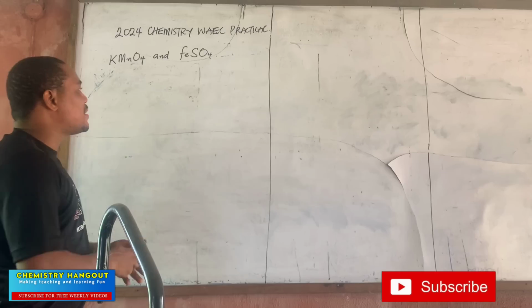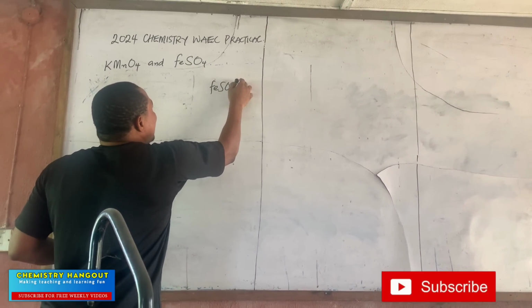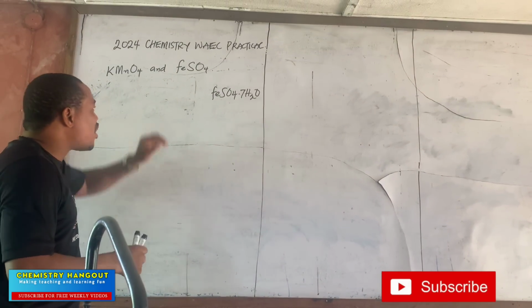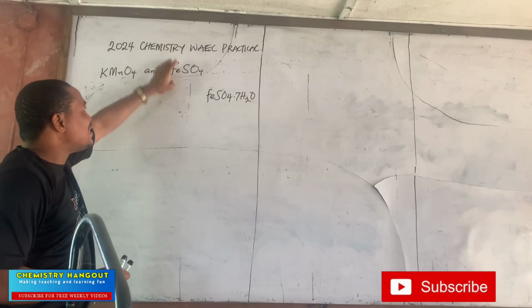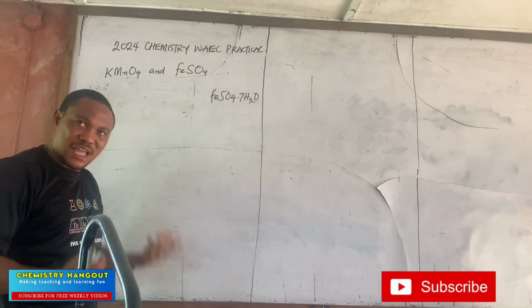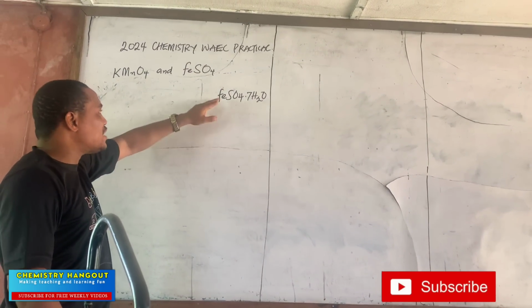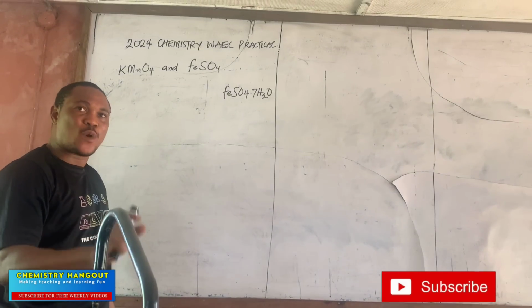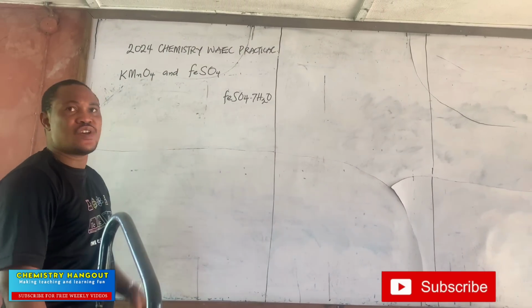Some people have asked me, sir, can we use this? I have this in my lab. You cannot use this, sir. The instruction they have given us is that we use this. There is a difference between this and this, definitely, because their relative molecular mass is different. If you use this, it will affect the values we are supposed to get. So please, we are using iron 2 sulfate, hydrous, not hydrated.